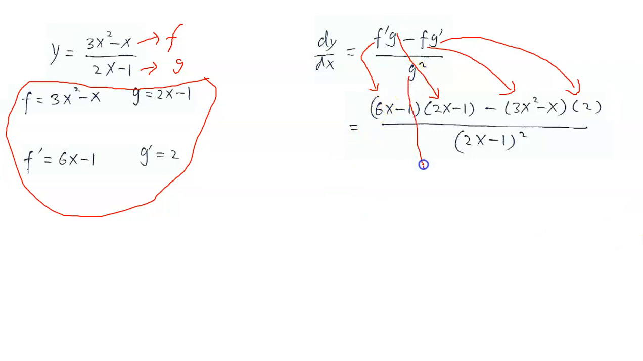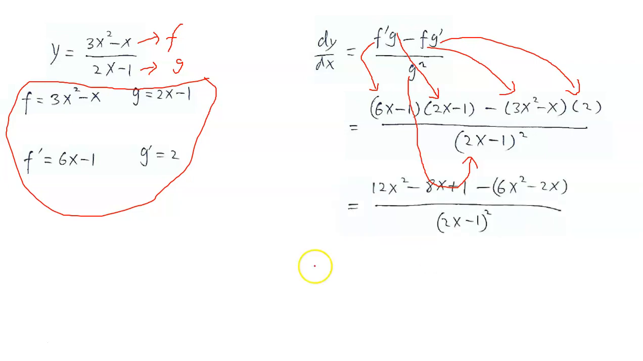Now be very careful, over the denominator squared. So we substitute everything in. Now, usually we don't expand the denominator, but we do expand the numerator. So 6x minus 1 times 2x minus 1, we have 12x squared minus 8x plus 1. And then 3x squared minus x times 2, we have 6x squared minus 2x.